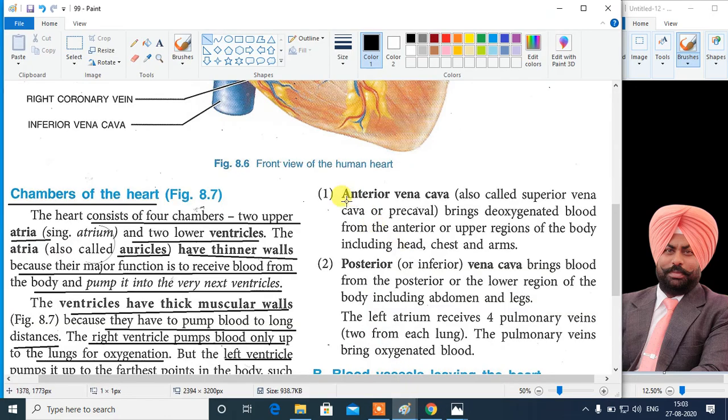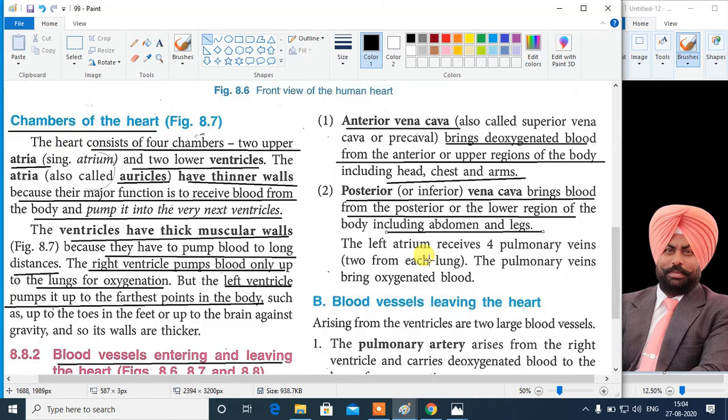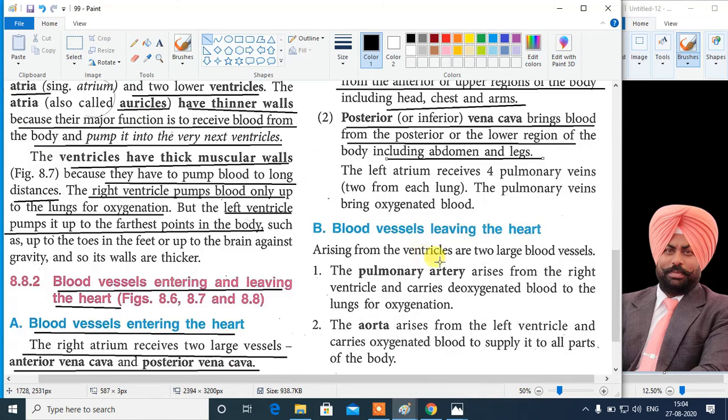So here it is, anterior vena cava. It brings deoxygenated blood from the anterior or upper part of the body, including head, chest and arm. The lower one is the posterior vena cava, which brings the blood from the posterior or the lower part, known as abdomen and legs. Now we are going to study the blood vessels which leave the heart.